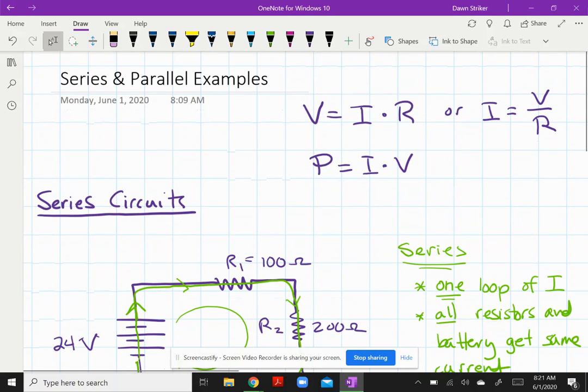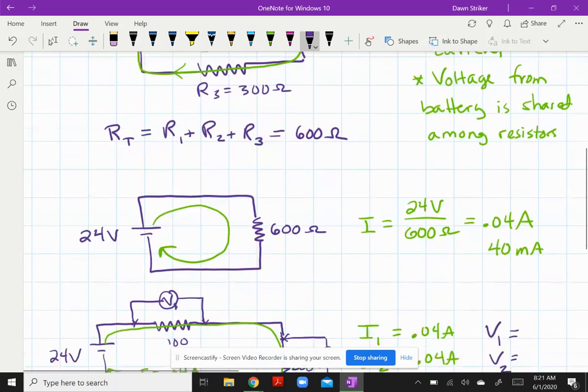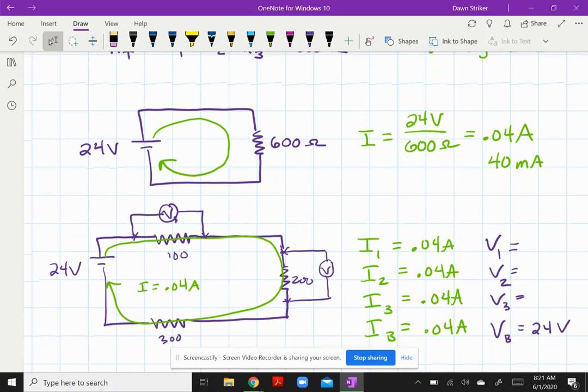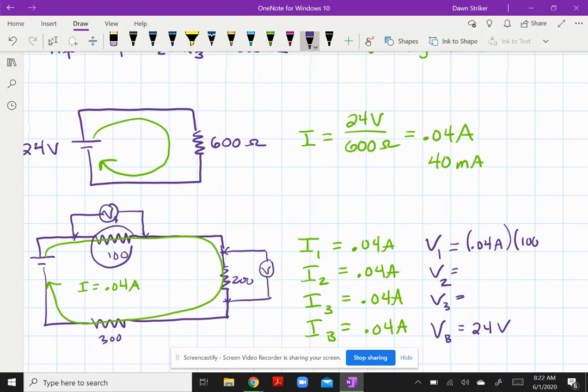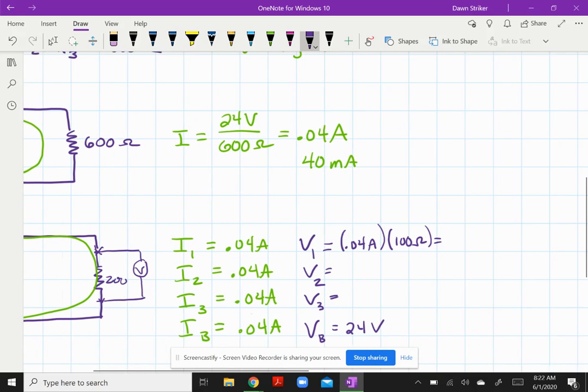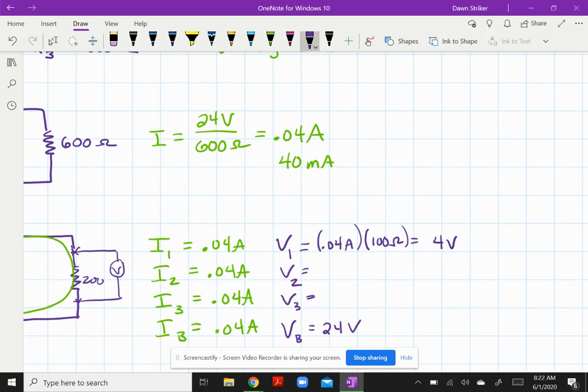Well, we've got Ohm's law, right? V is equal to IR. I know the current, and the resistance here is 100 ohms. So if I take I1, 0.04, and I multiply it by the resistance, 100 ohms, I think I'm going to get 4 volts.